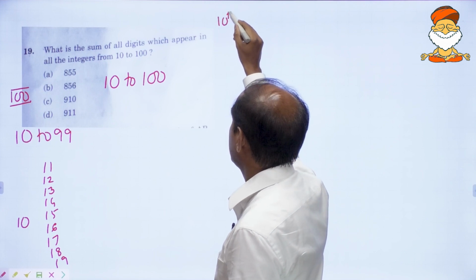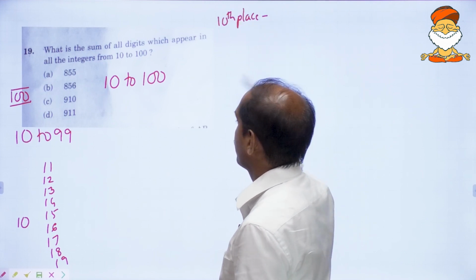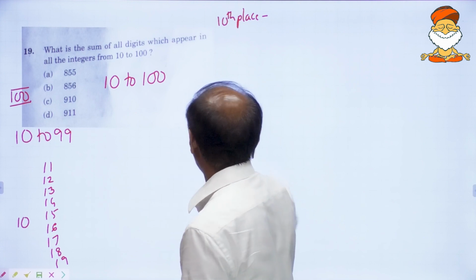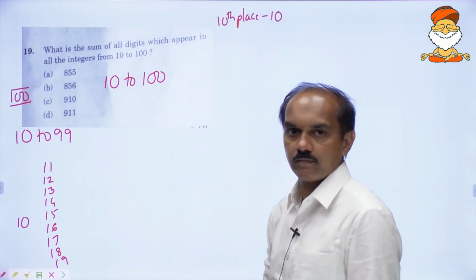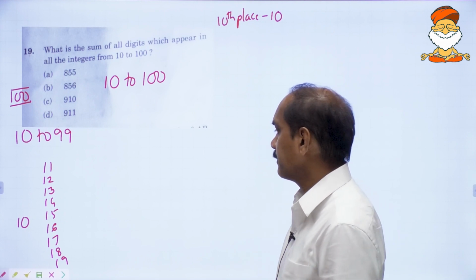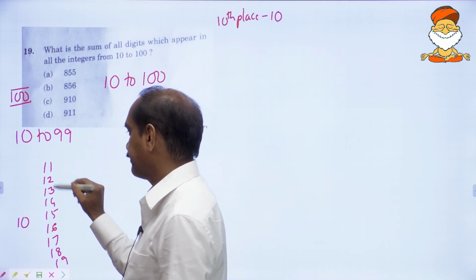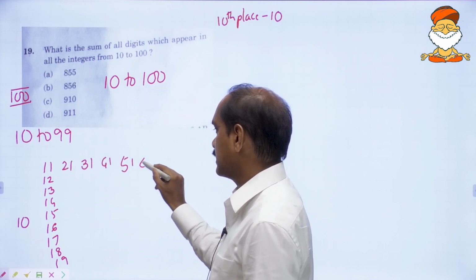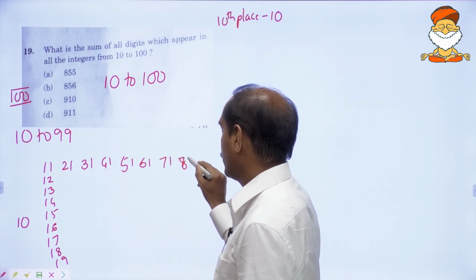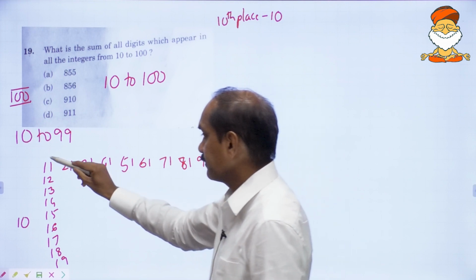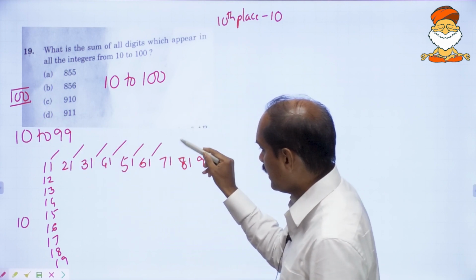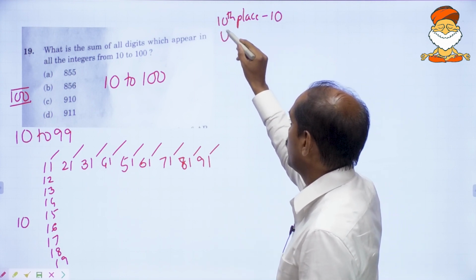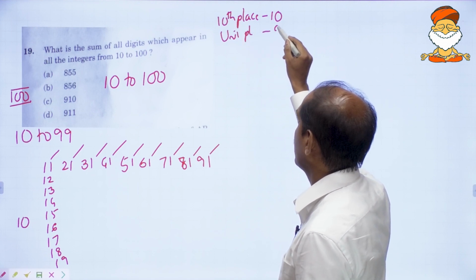In the 10th place, how many times is it appearing? Here 9 times, here 1 time, so 10 times it is appearing. Right? 10 times. Coming to unit place: 11, 21, 31, 41, 51, 61, 71, 81, 91. Right? Unit place: 1, 2, 3, 4, 5, 6, 7, 8, 9. So 10th place 10 times, unit place 9 times.